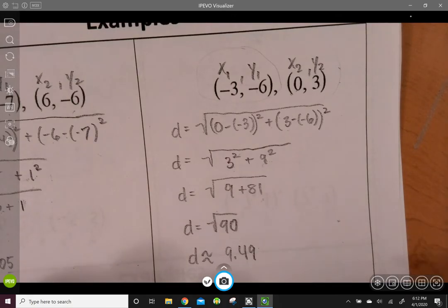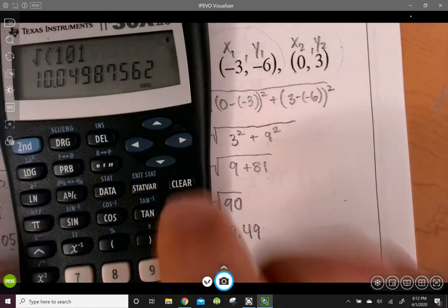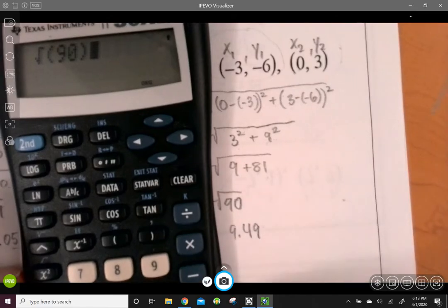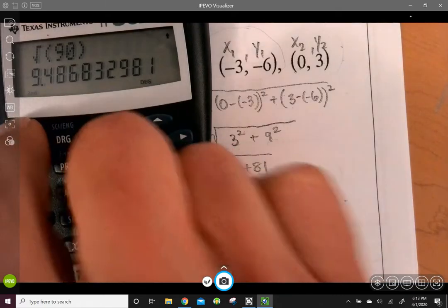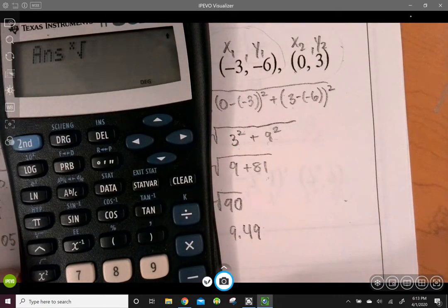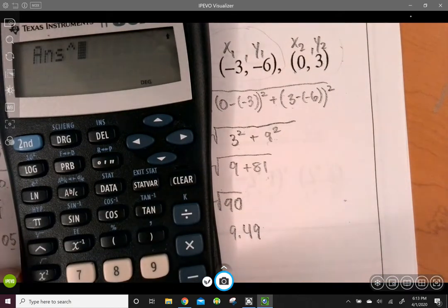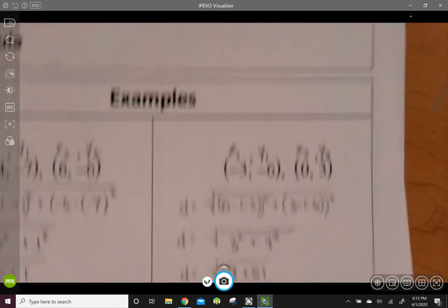And again, if we put these on the coordinate plane, we could just create a right triangle and use the Pythagorean theorem to do that. D is approximately 9.49. You guys have your tools. So the square root of 90 is equal to 9.486 or 9.49. And if I square that value, I get right back to 90. Those are inverse operations, just remember that.